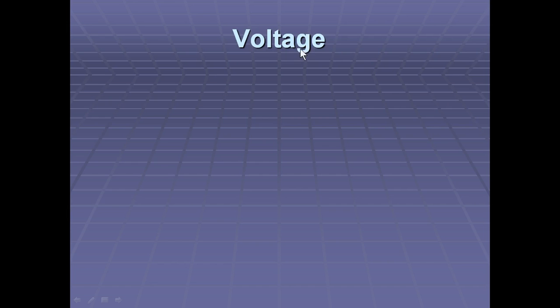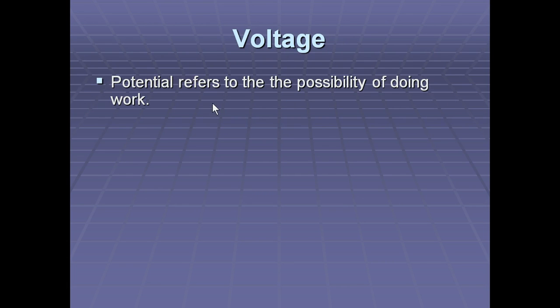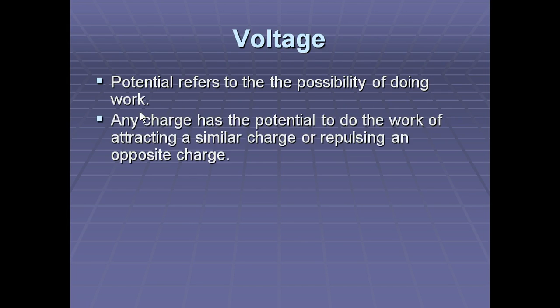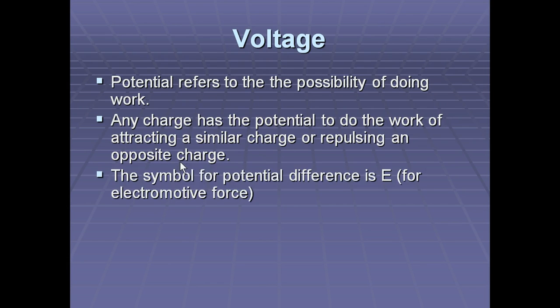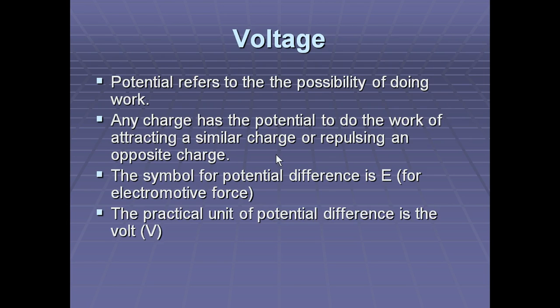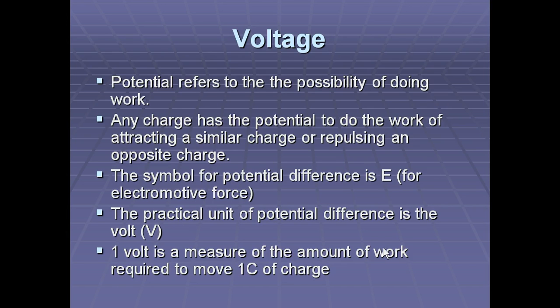Now we are talking about voltage. This is the potential, which refers to the possibility of doing work. Any charge has the potential to do the work of attracting a similar charge or repulsing an opposite charge. The symbol for potential difference is capital E. This is for electromotive force. And the practical unit of potential difference is volt. This is capital V. And 1 volt is a measure of the amount of work required to move 1 coulomb of charge.